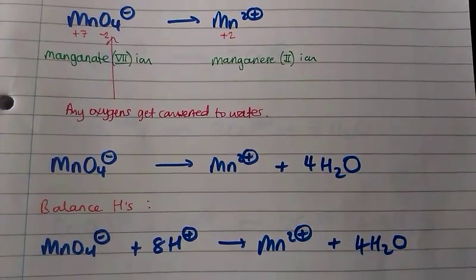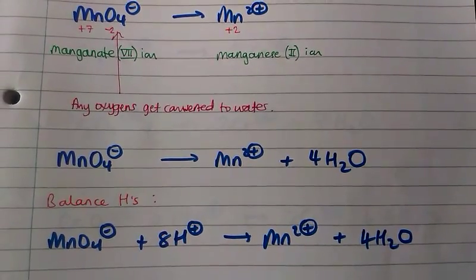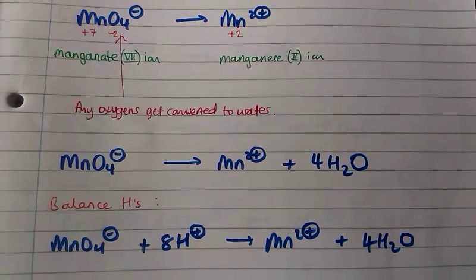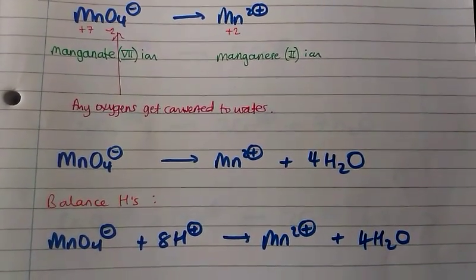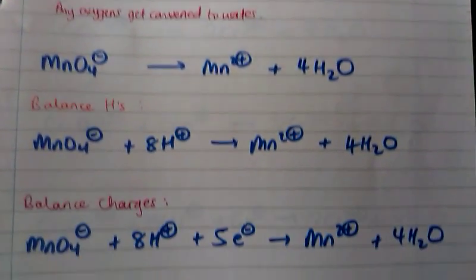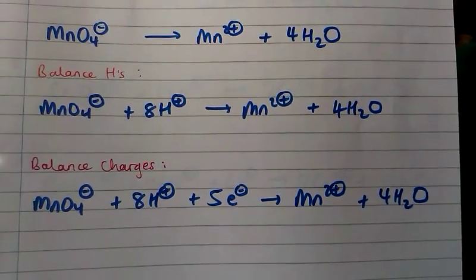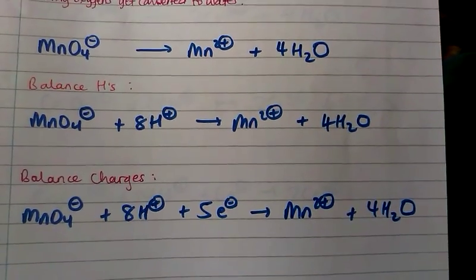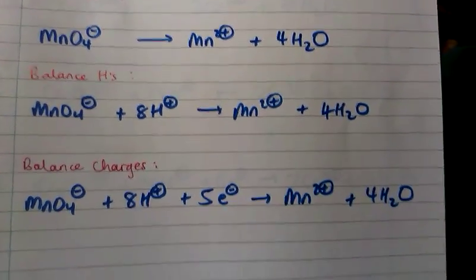So on the left hand side we have an overall charge of -1 plus 8, which gives +7, and on the right hand side the overall charge is +2. So we need to balance out the overall charge with electrons. So on the left hand side, to do that we need 5 electrons. So now the overall charge on the left is +2, which is the same as on the right hand side where it's also +2.